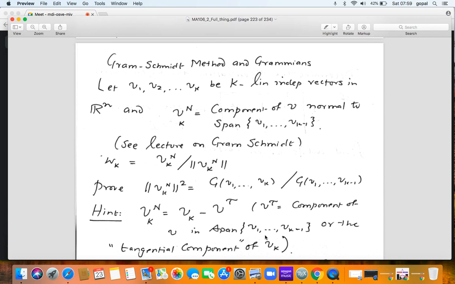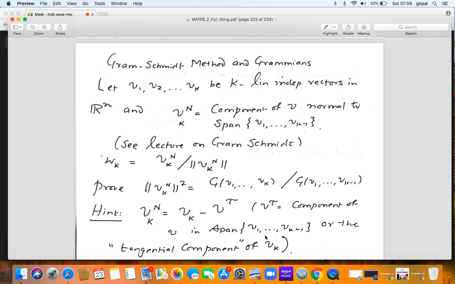Now let us come to Gram-Schmidt's method and Gramians. Let V1, V2, ..., Vk be k linearly independent vectors. What is the Gram-Schmidt method? First we replace V1 by dividing it by its length. Let us assume that is already done, that V1 is a unit vector. How do you obtain V2? How do you obtain the second vector?